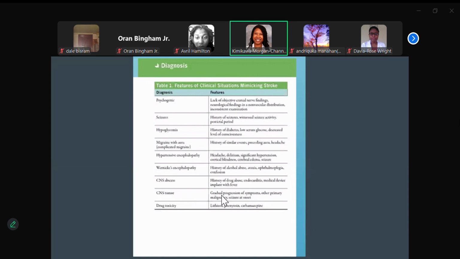You guys have got lymphoma, even people who have a primary like breast, prostate or lung cancer that has metastasized to the brain. With sudden onset of weakness in those people, you want to try and get your CT and confirm whether it is a tumor or not. And then some drugs can mimic stroke: lithium, phenytoin, and carbamazepine in toxicity.